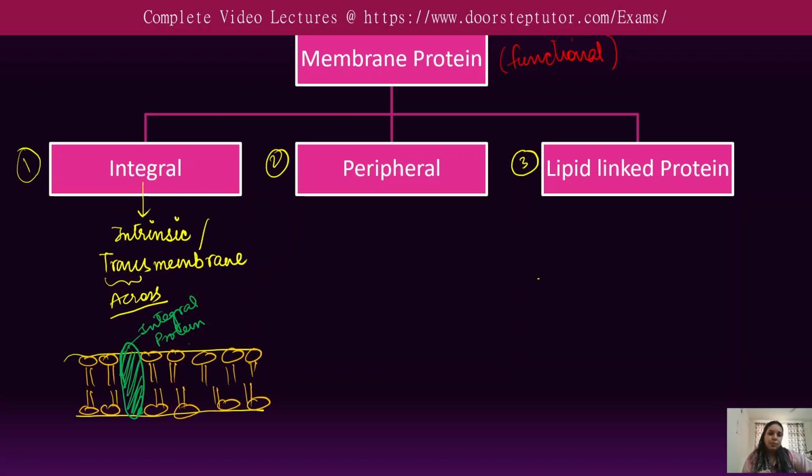So the integral proteins are deeply embedded in the membrane bilayer. If it is deeply embedded, it means it is also interacting with the hydrophobic core of the lipid bilayer. It means it has some structures which are hydrophobic in nature. So let's discuss.